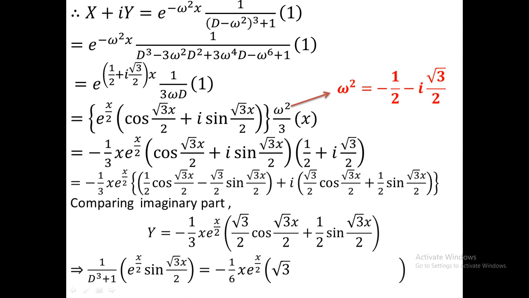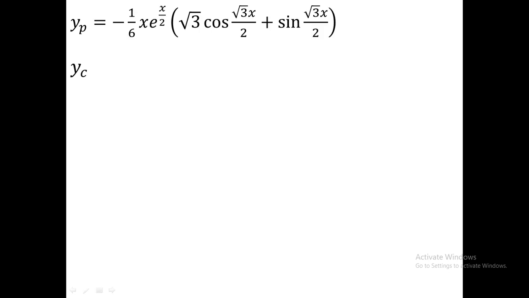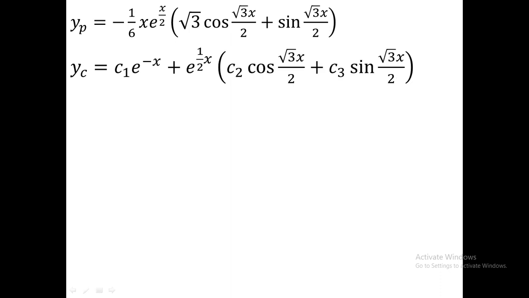This is the result. Here I just take half, here we take 2 from the denominator, this will be minus 1 by 6 e to the power x by 2 root 3 cos root 3x by 2 sin root 3x by 2. Therefore this is the particular integral of the given differential equation, yp. This is the yp. And yc was c1 e to the power x, e to the power half x. This is the yc, that is the complementary function.